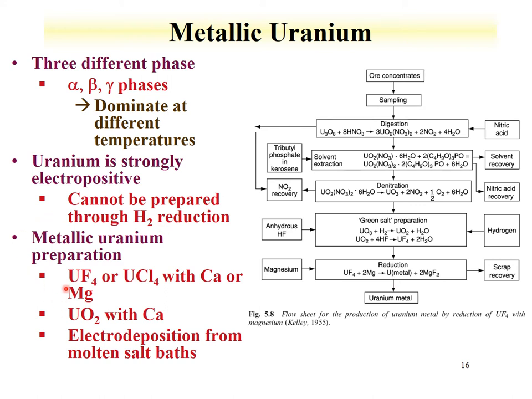So this preparation can be done with uranium tetrafluoride or tetrachloride with calcium or magnesium. You can also use UO2 with calcium, or you can do electrodeposition from molten salt baths. And as we talk about nuclear fuel processing, one of the methods is electrochemistry, in which the nuclear fuel is dissolved in molten salts, and then electrochemistry is performed in these molten salts. Molten salts will not form the same reactants as water, so we can take potentials and drive the metals down to their metallic state in a molten salt and not react the molten salt.